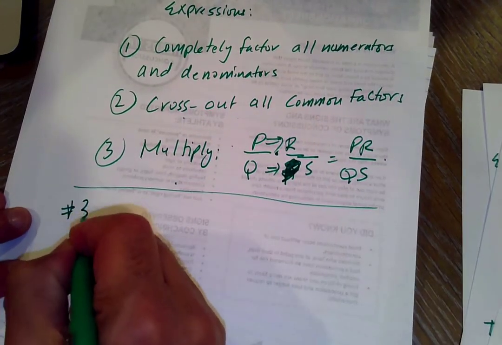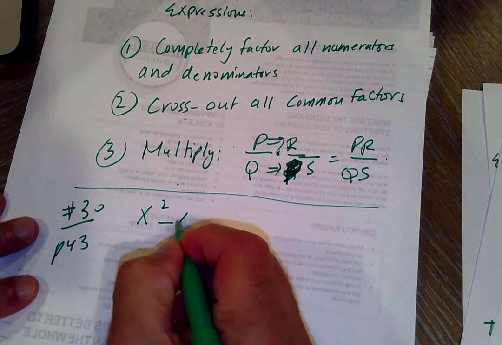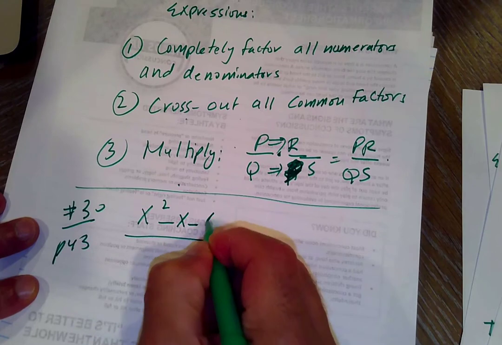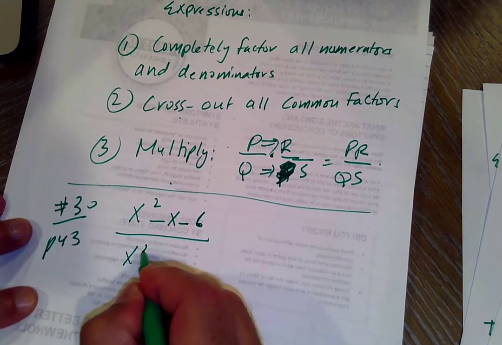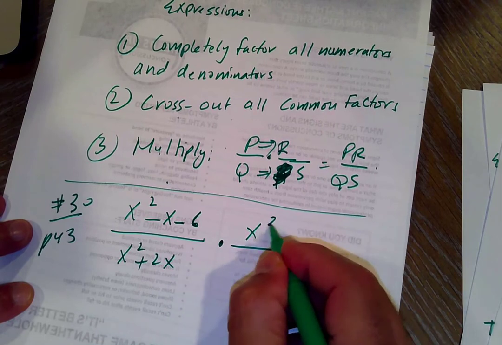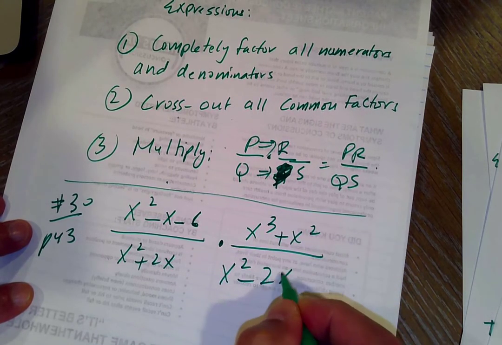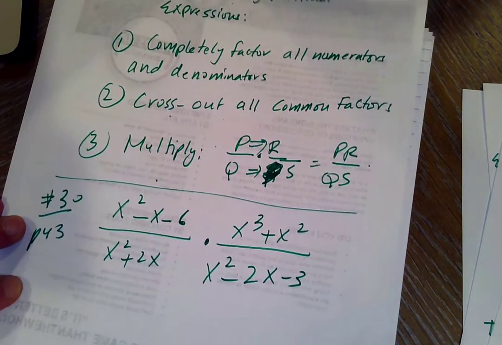Alright, so we can do number 30 from page 43. x squared minus x minus 6 over x squared plus 2x, times x cubed plus x squared over x squared minus 2x minus 3.